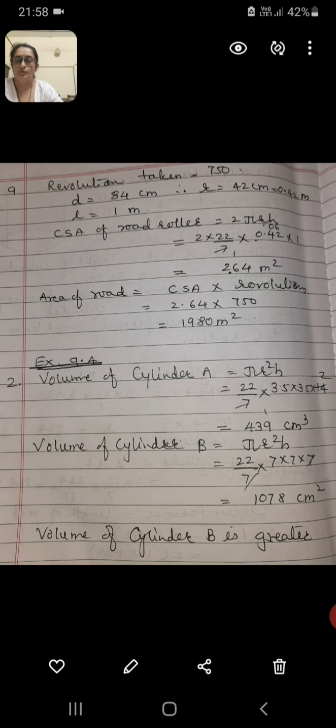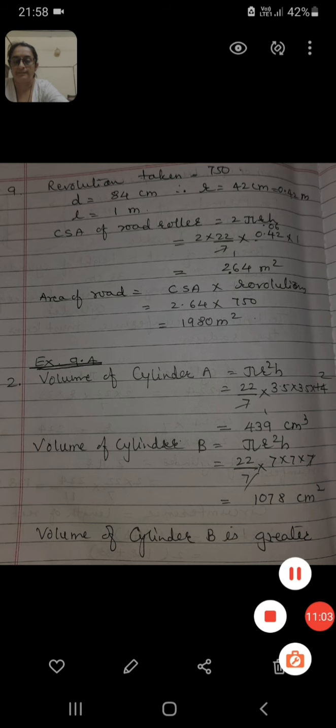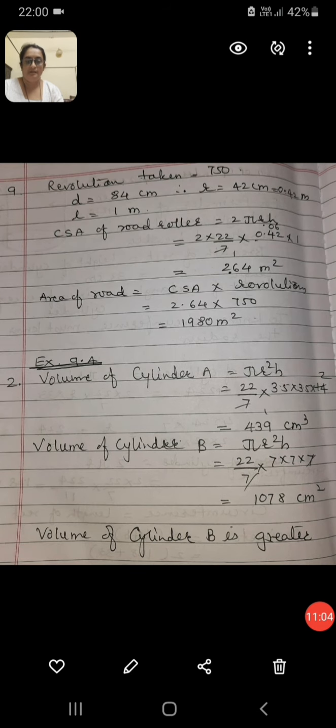Now let us go to the next exercise, that is 9.4. In this exercise we are going to learn how to calculate the volume of a cube, cuboid and a cylinder. Now let us go to the second question of that exercise.